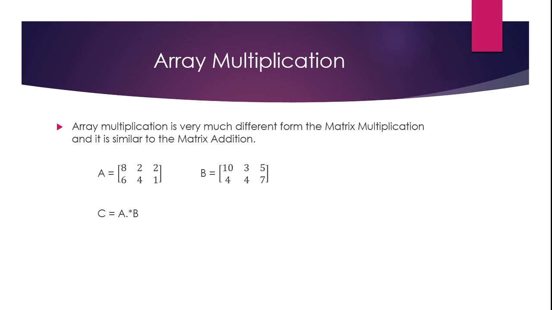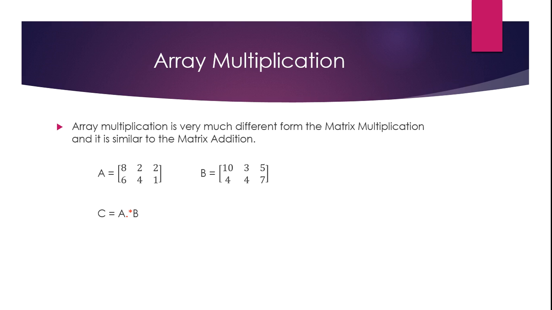I take matrices A and B for example, and the asterisk symbol represents multiplication for matrices, and the dot and asterisk symbols combined represent array multiplication between A and B. That I will highlight for you. Here you go.